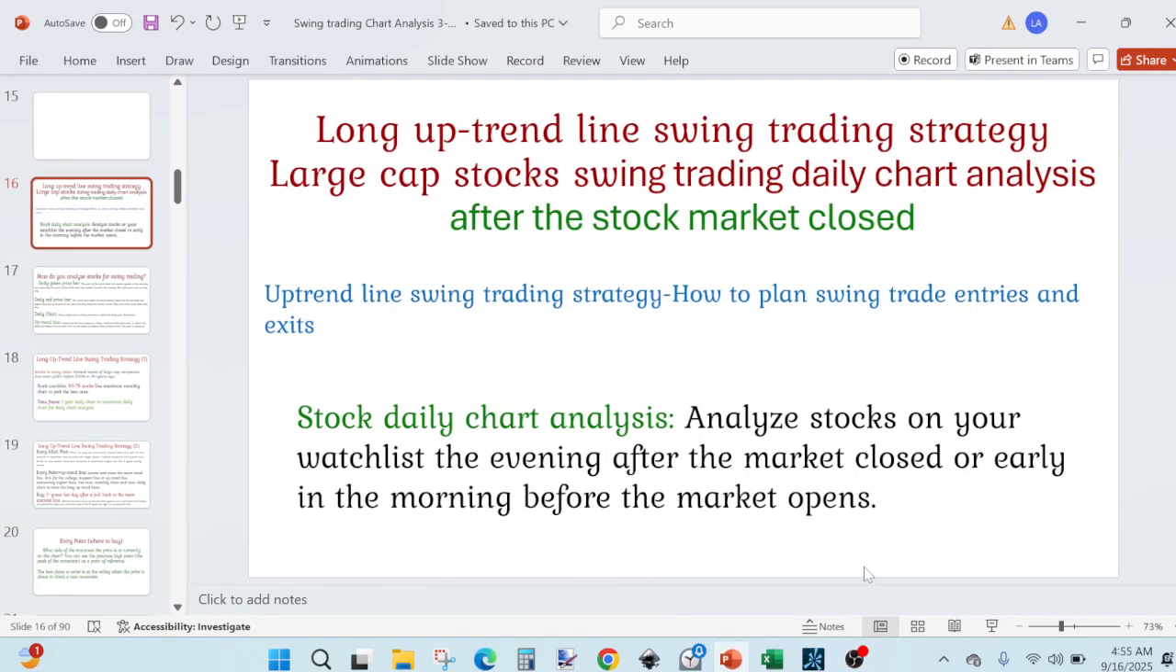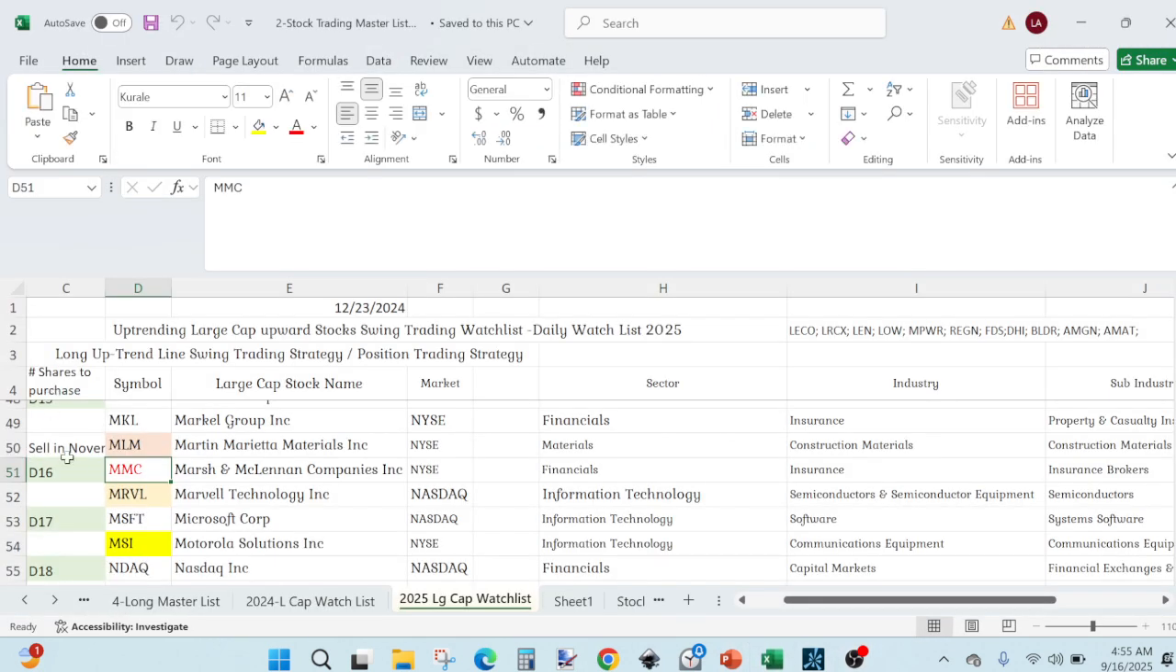Hello, uptrend line swing trading strategy. How to plan swing trade entries and exits. We are going to use a few stocks on our watch list to do that together by analyzing them.